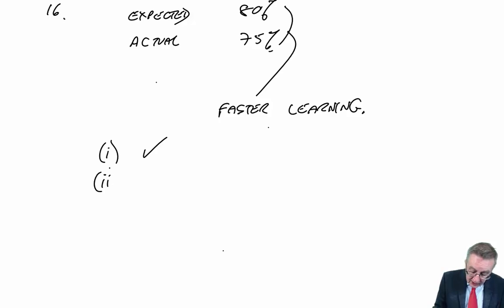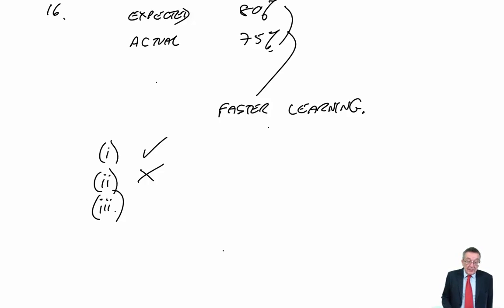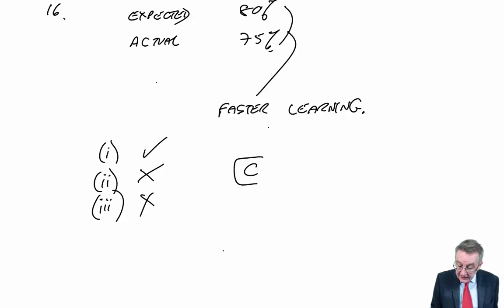Number two, unexpected problems with production. If there were problems with production, that would slow things down. We wouldn't have faster learning, there'd be slower learning. So it's not two. Number three, unexpected changes to health and safety laws meant the company had to increase the number of breaks during production for employees. Well, if employees are having more breaks, they're going to take longer. They're not going to be faster. And so, in fact, the only one of those that could have caused the difference is number one. So the answer is C.